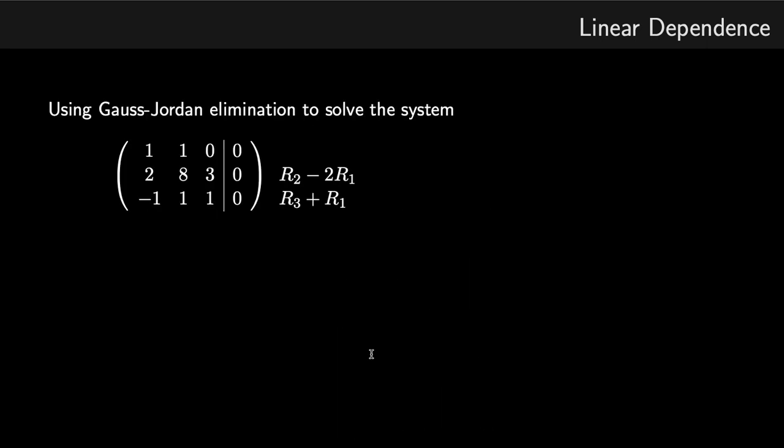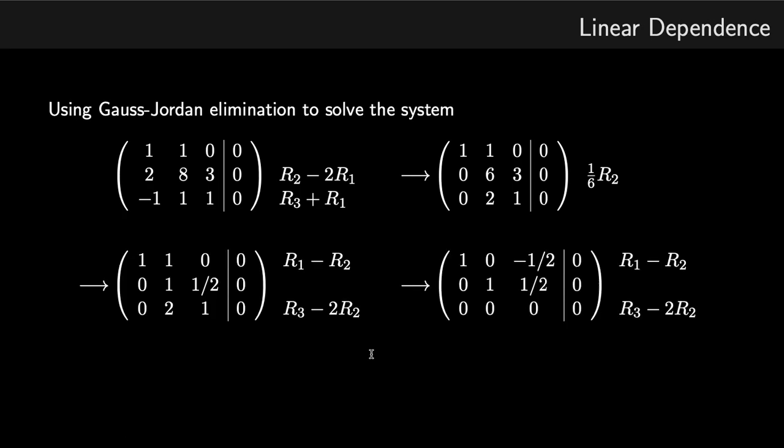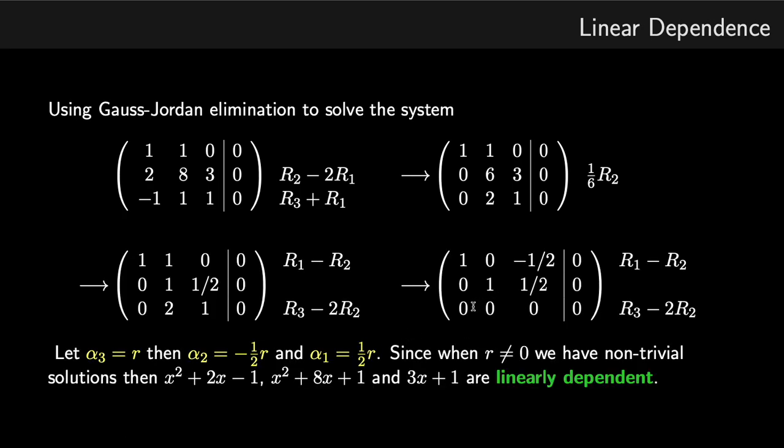Again, using Gauss-Jordan elimination, I'm going to go through the row operations. In reduced row echelon form, we have this. Here we have a row of all zeros, so we can't calculate what alpha 3 is. Alpha 3 is a free parameter, so let alpha 3 be equal to r, and then solve for alpha 2 and alpha 1. When r is non-zero, we have solutions for alpha 1, alpha 2 and alpha 3, which means our alphas are non-zero. So we say that these polynomial functions are linearly dependent.